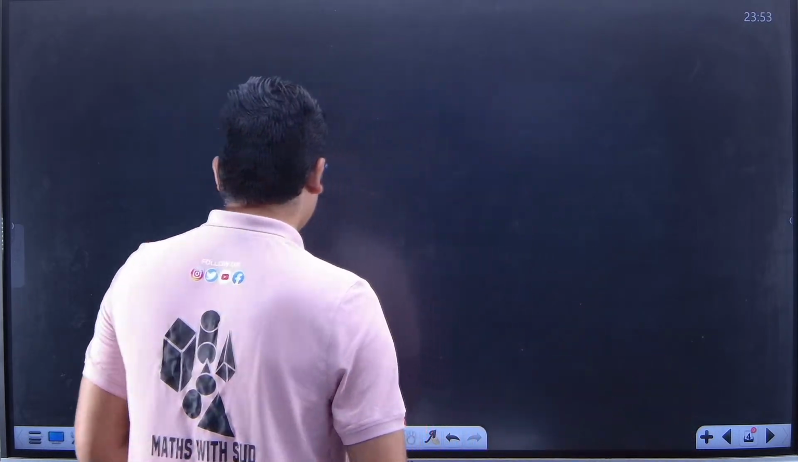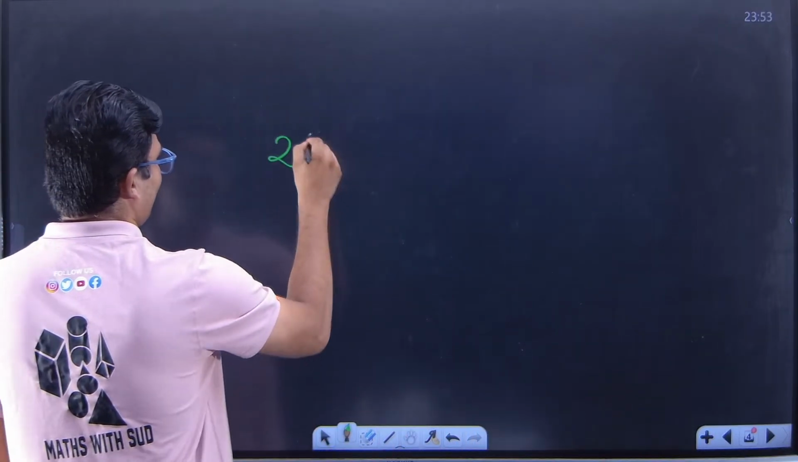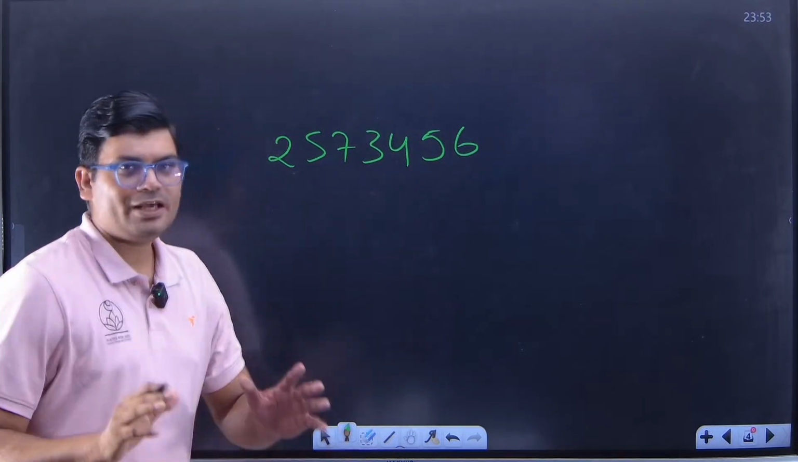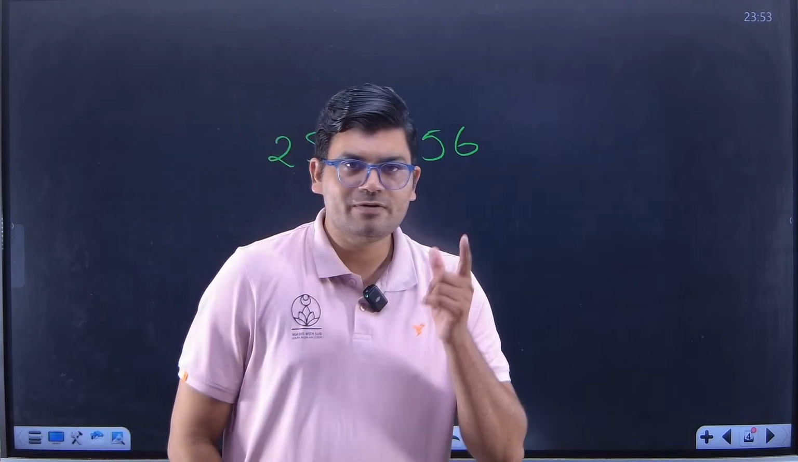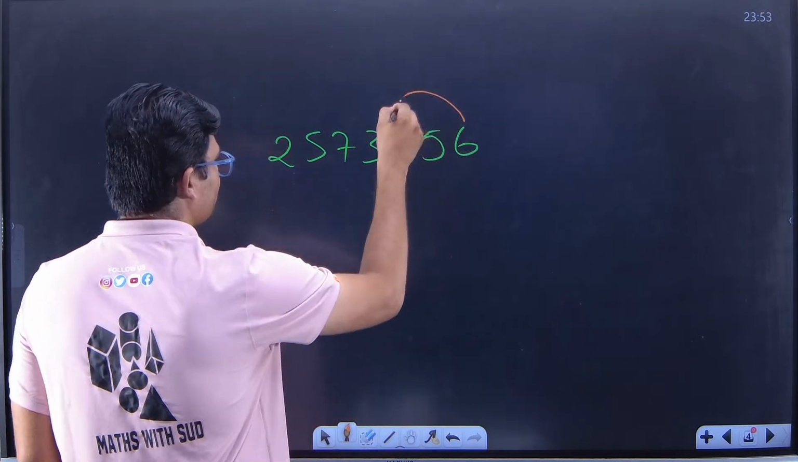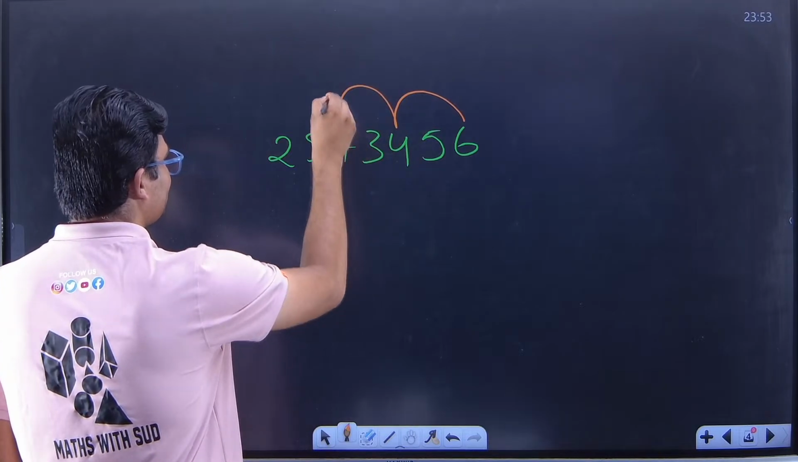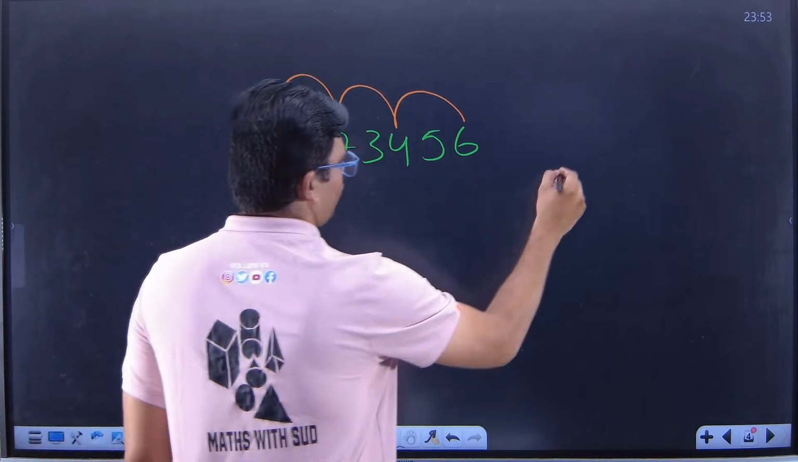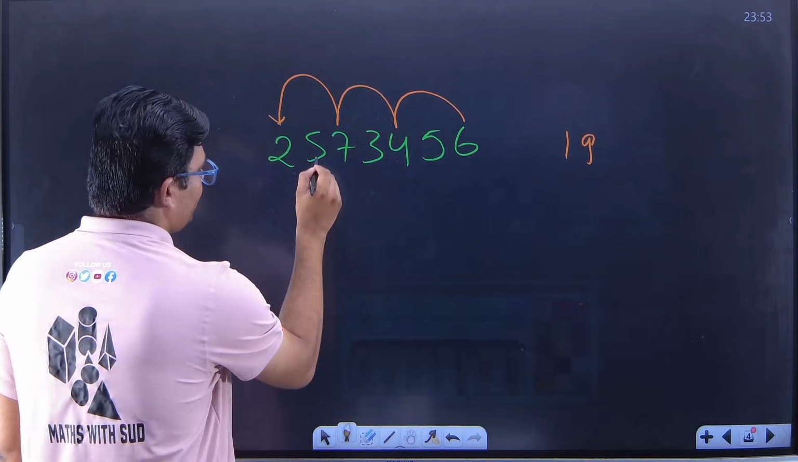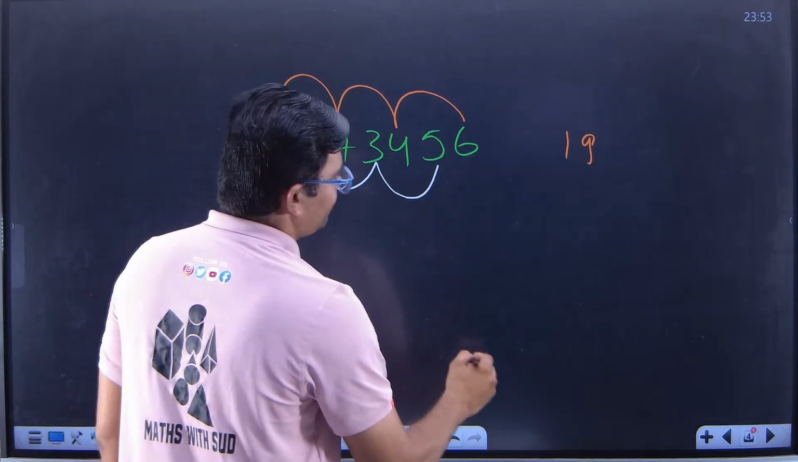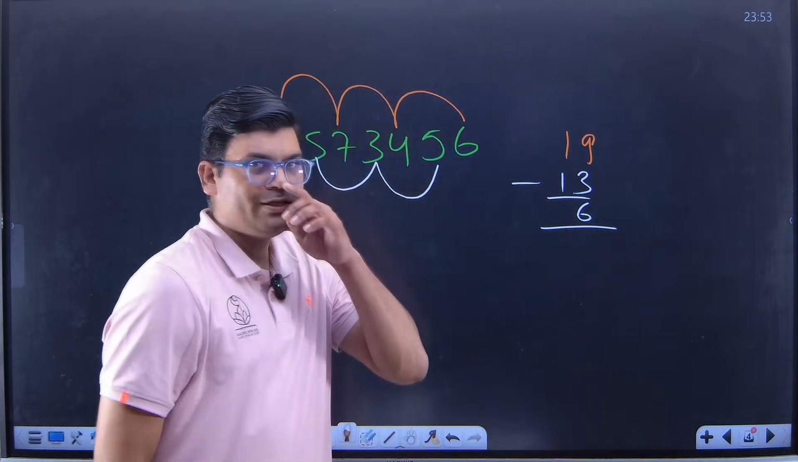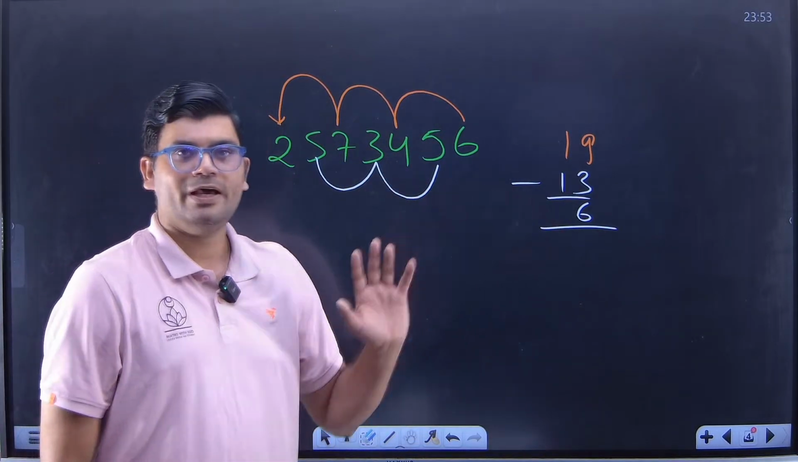For example, if I say a very big number 2573456 and somebody asks you, is this number divisible by 11? You first take the odd places. 6 plus 4 is 10, 10 plus 7 is 17, 17 plus 2 is 19. Now let us take the even places. 5 plus 3 is 8, 8 plus 5 is 13. So 19 minus 13 is 6. That means this number is not divisible by 11.